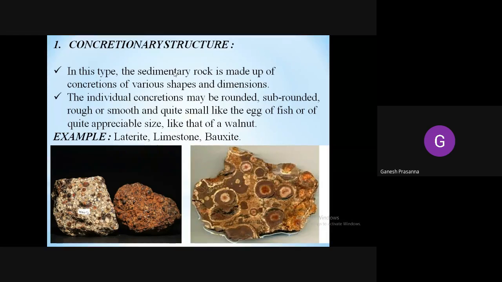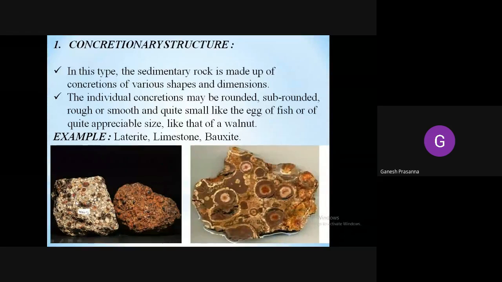Okay, concretion structure. What happens in a concretion structure is that it is a type of structure in a sedimentary rock where you can find concretions of various shapes and dimensions. It may be rounded or sub-rounded. The surfaces may be smooth, or it might look like eggs of fish or anything like that. Here you can see the sizes of the concretions, the ones found in rounded shapes which are very smooth. You can see this one is an aggregation of fish eggs.